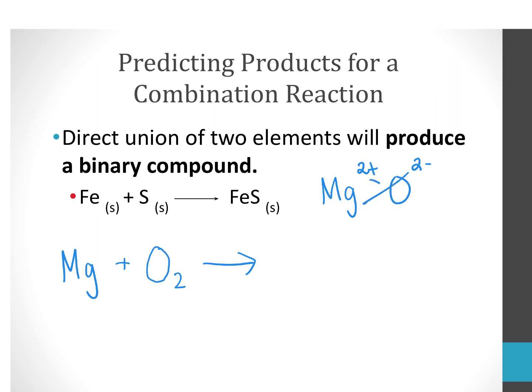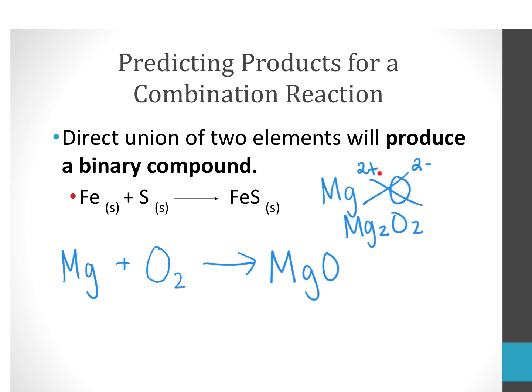Crisscross. So we end up with Mg2O2. And then finally, what do we do with the 2's? They cancel. So what's the formula for magnesium oxide? Okay, so it's just MgO. So I wanted to show you this step. I want you to know we don't just take the single elements and put them together.